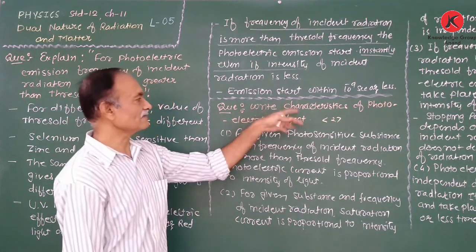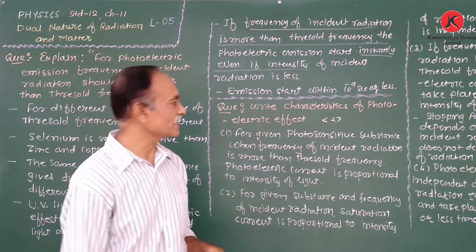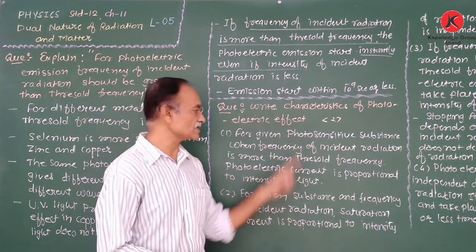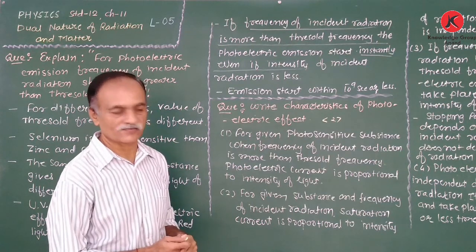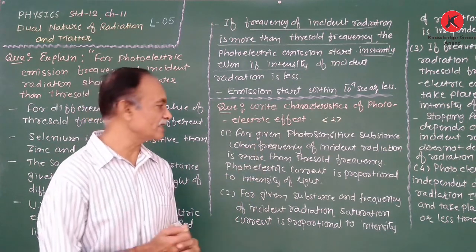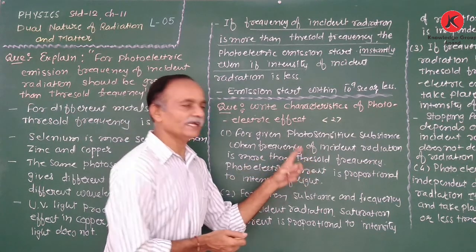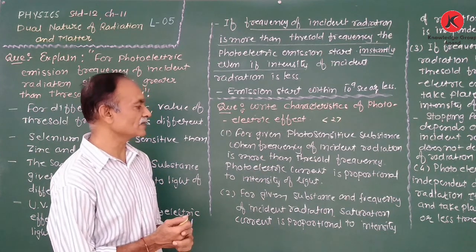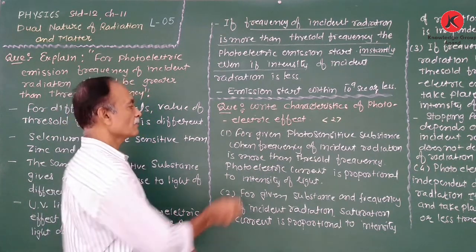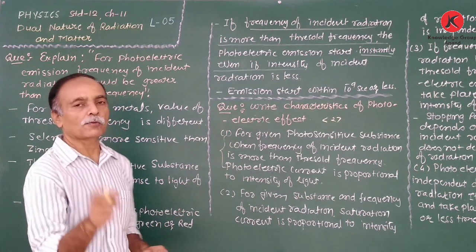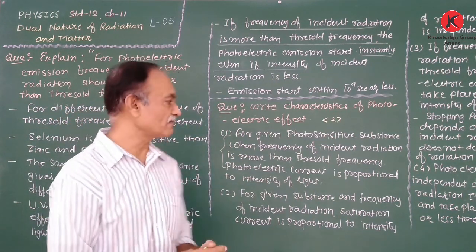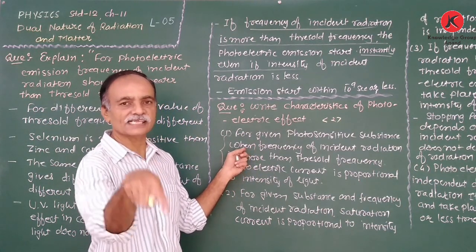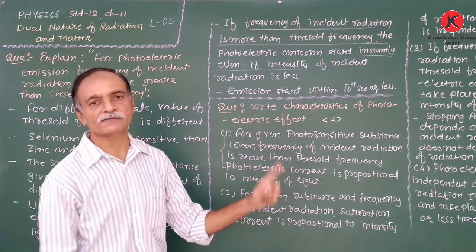Next, suppose the question is asked this way: characteristics of the photoelectric effect. Here there are 4 characteristics. First, for a given photosensitive surface, when the frequency of the incident radiation is more than the threshold frequency, the photoelectric current is proportional to the intensity of the light. So the first part explains that for photoelectric emission, the frequency must be greater than the threshold frequency. If the frequency is less than the threshold frequency, photoelectric emission does not start.